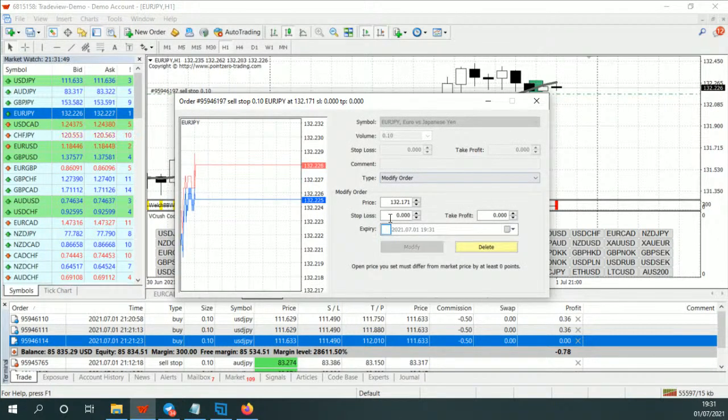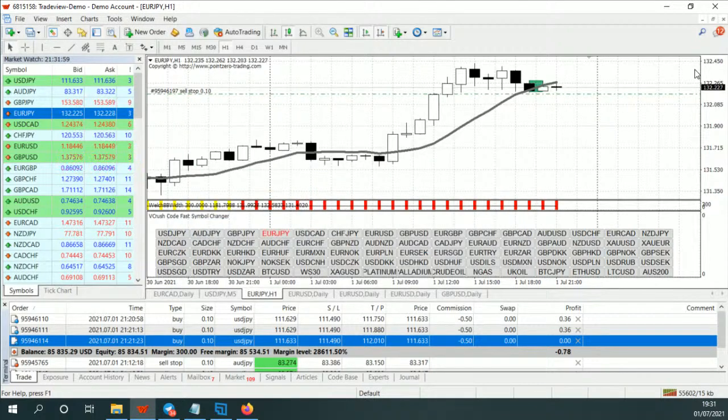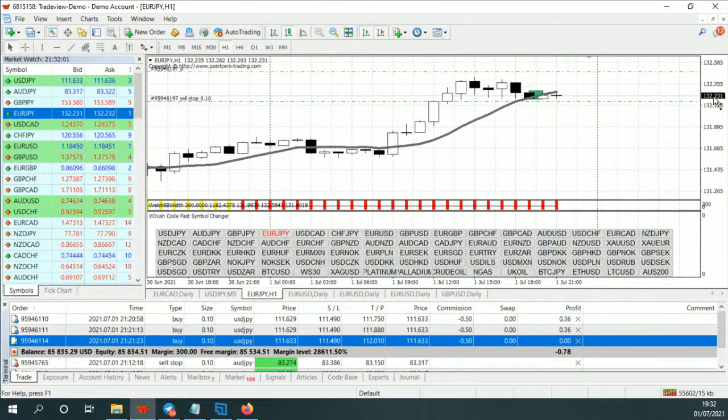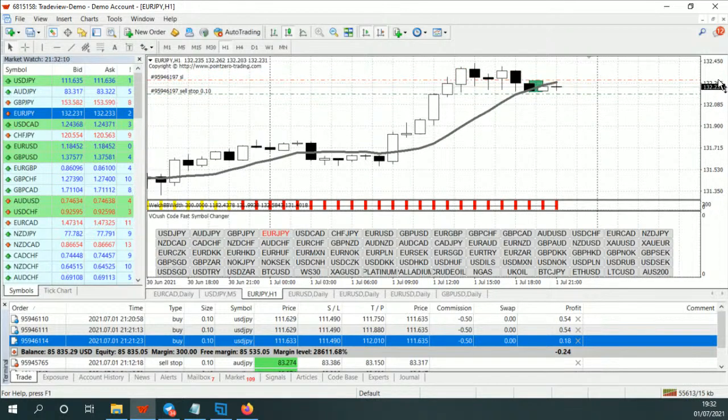So modify order 132.49. That's our stop loss for now, but we can move it. I'm going to move it from there to the right place. The stop loss should be there. So we got our stop loss and our take profit target.